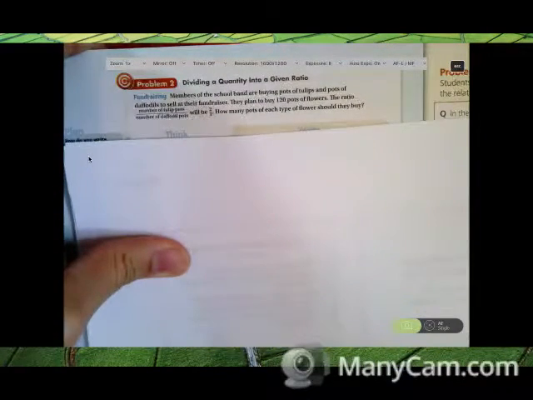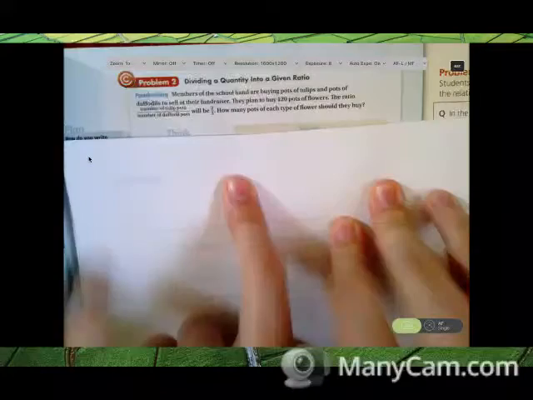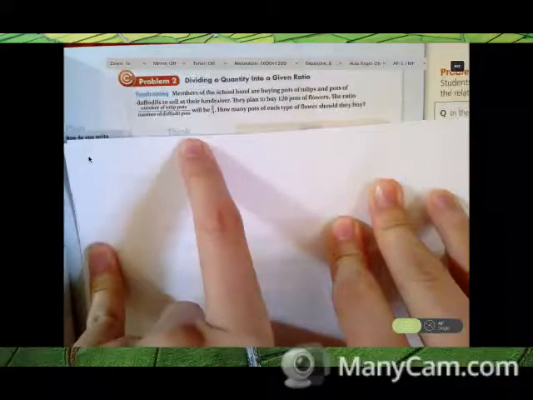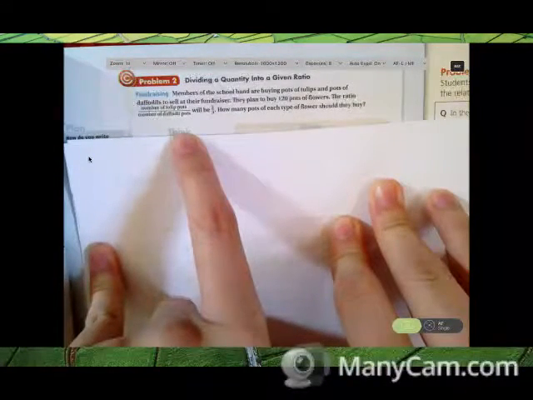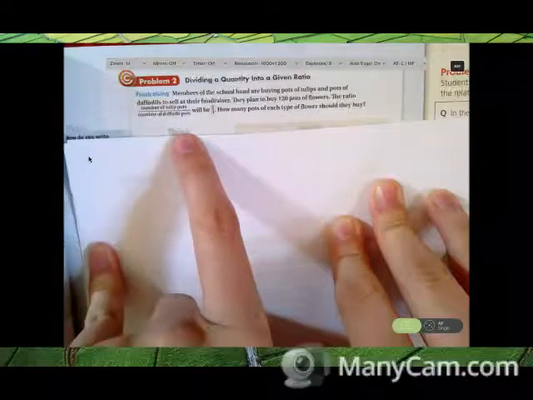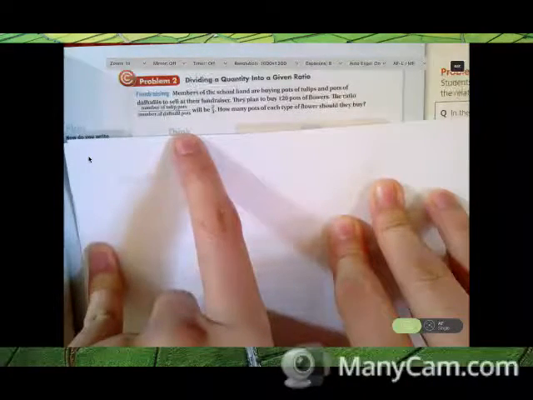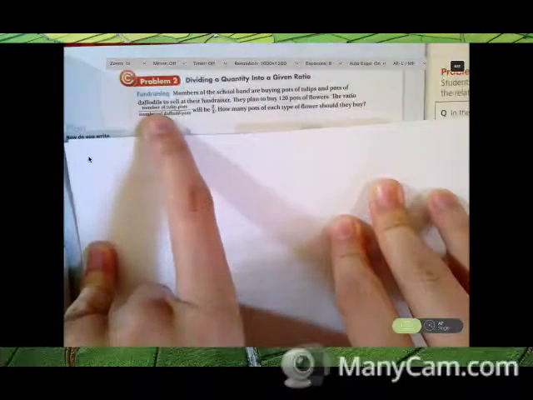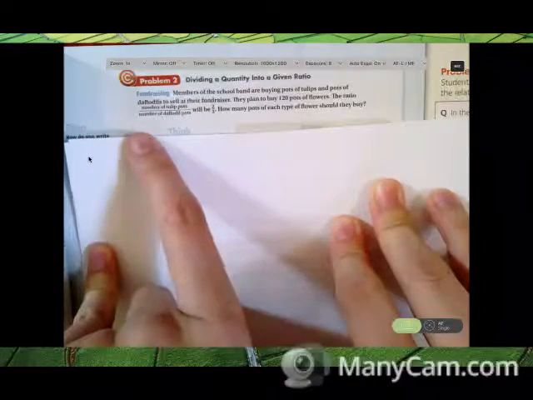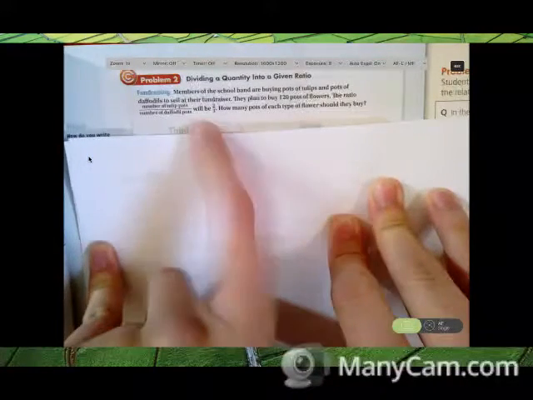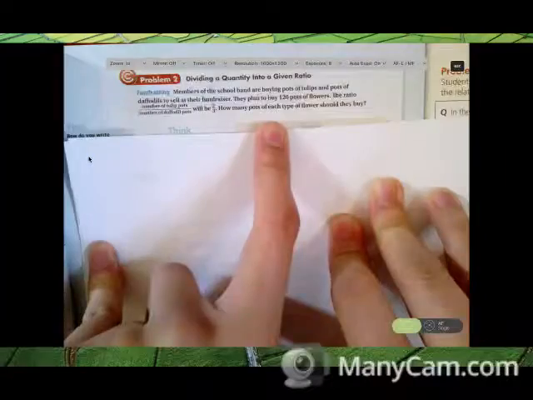All right. Number 2. Members of the school band are buying pots of tulips and pots of daffodils to sell at their fundraiser. They plan to buy 120 pots of flowers. The ratio of the number of tulip pots to the number of daffodil pots will be 2/3. How many pots of each type of flower should they buy?